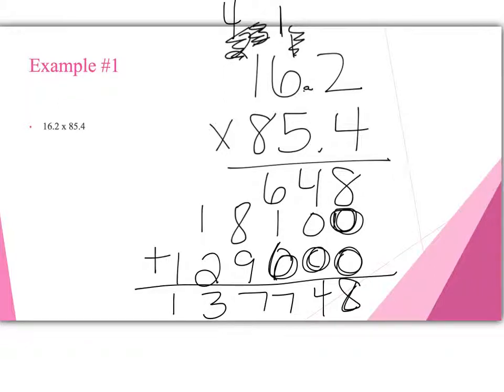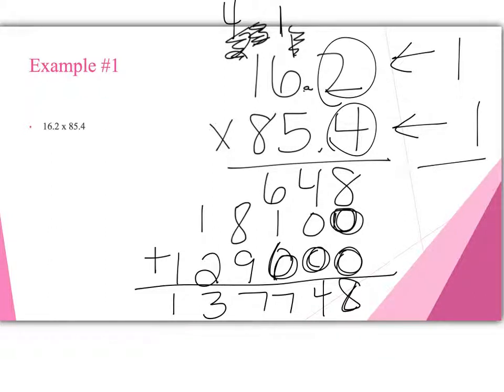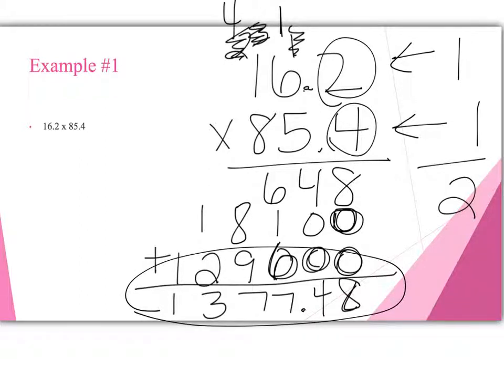Now, the trick with the decimal here is we're going to look at each number. We can see that there's only one digit behind the decimal place in the first number and one digit behind the decimal place in the second number. So 1 and 1 together is 2. That means from the back number, this 8, we're going to count forward 2 decimal places. So 1, 2. That means our decimal place needs to go right here between the 7 and the 4. So 2 decimal places. Your final answer for this one would be 1,377 and 48/100ths.